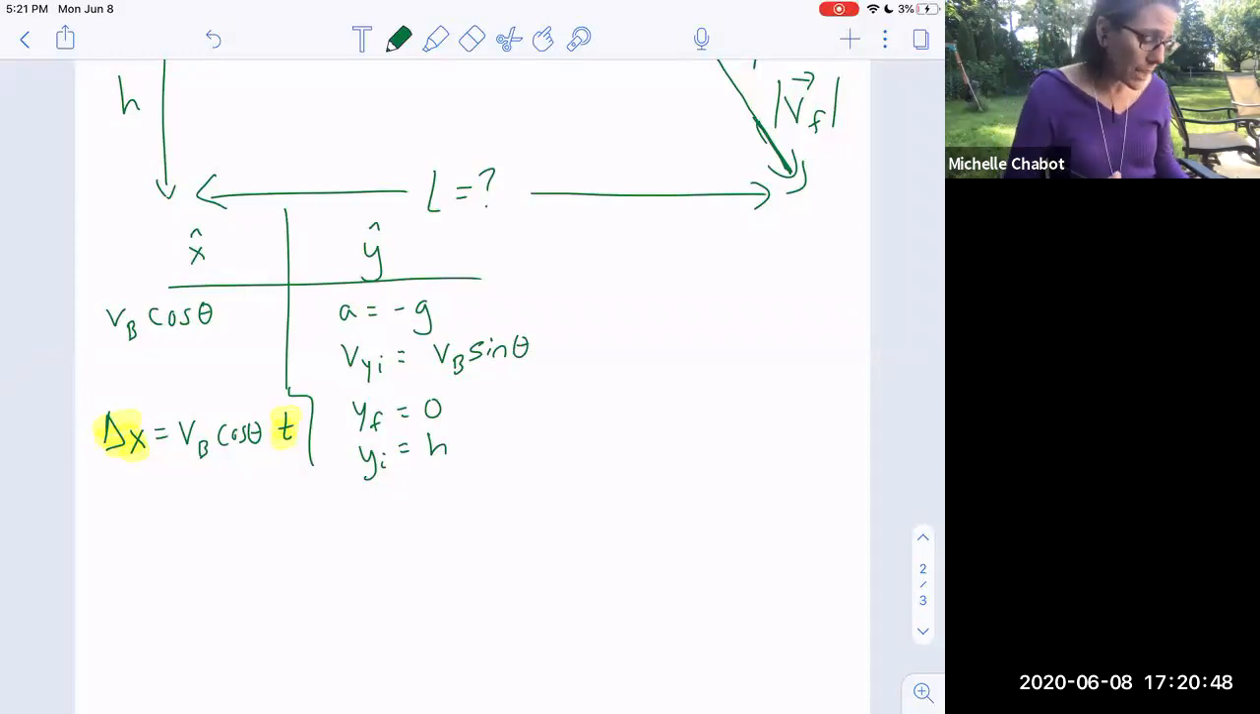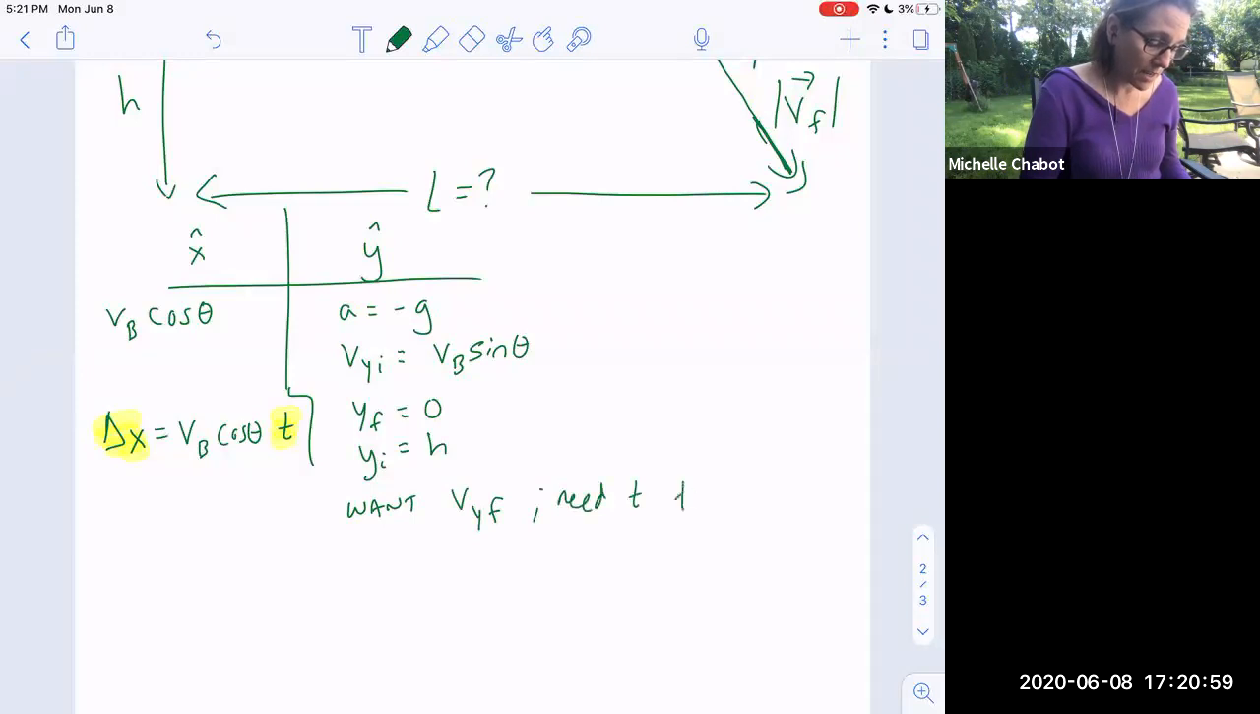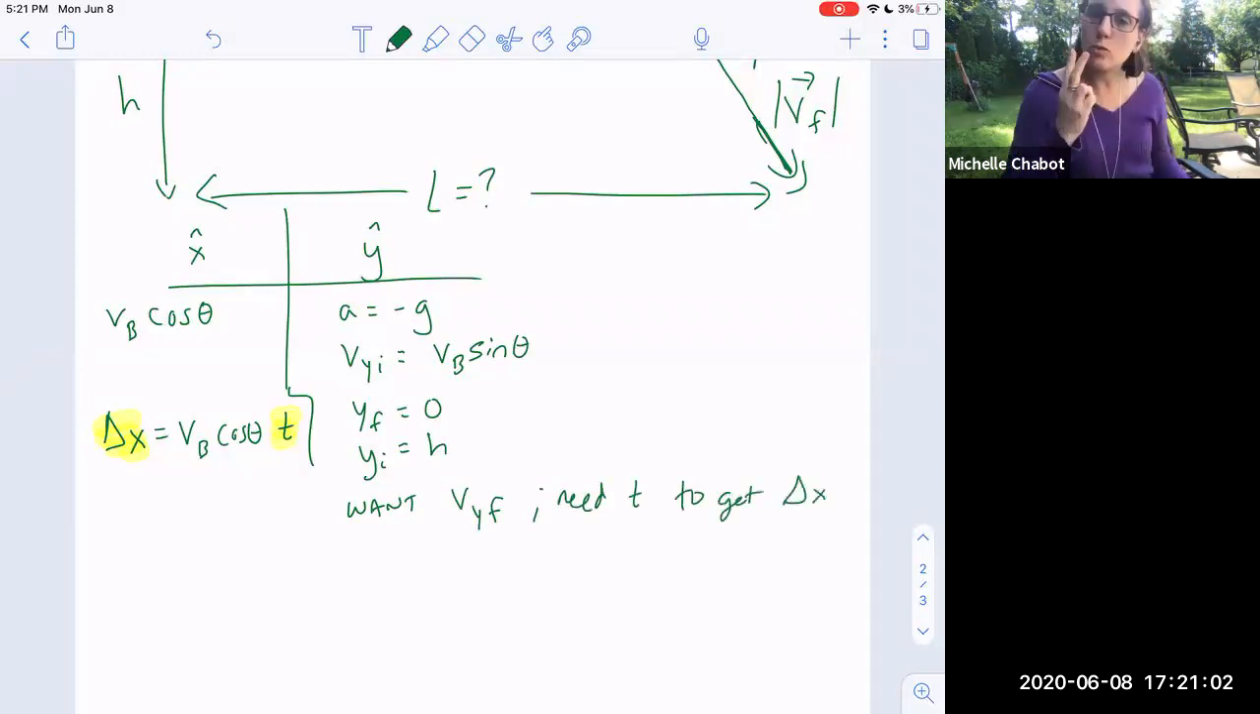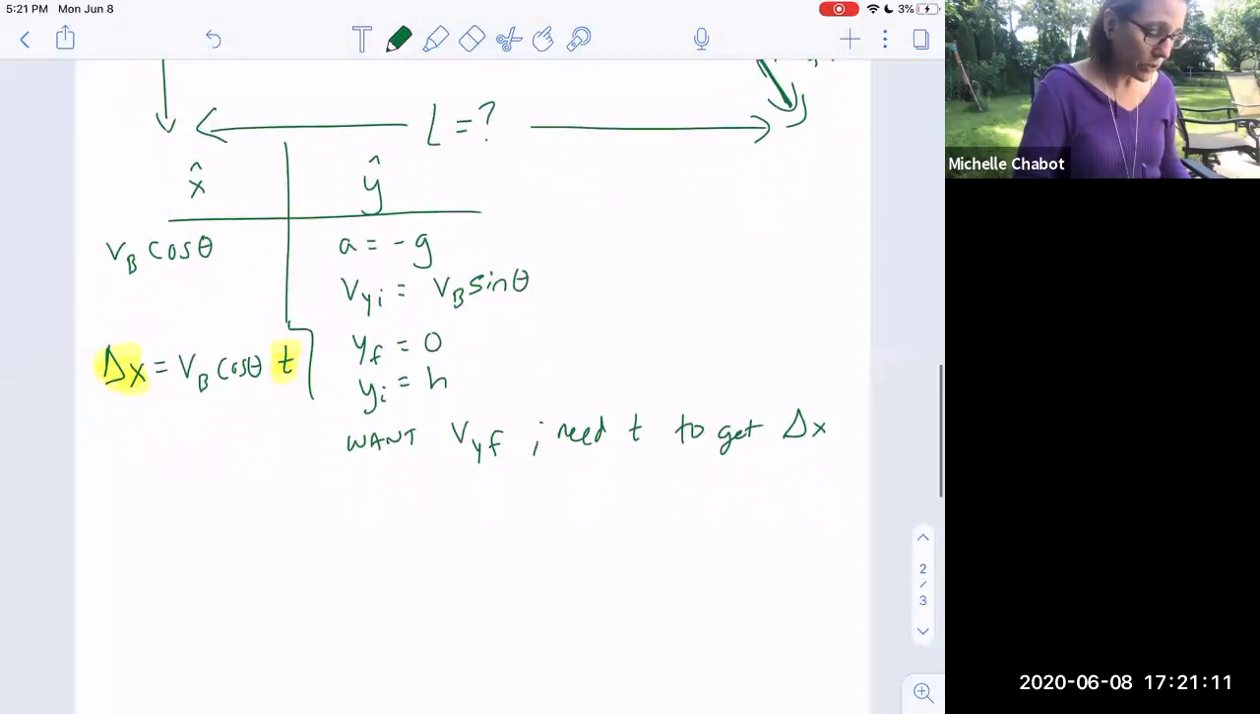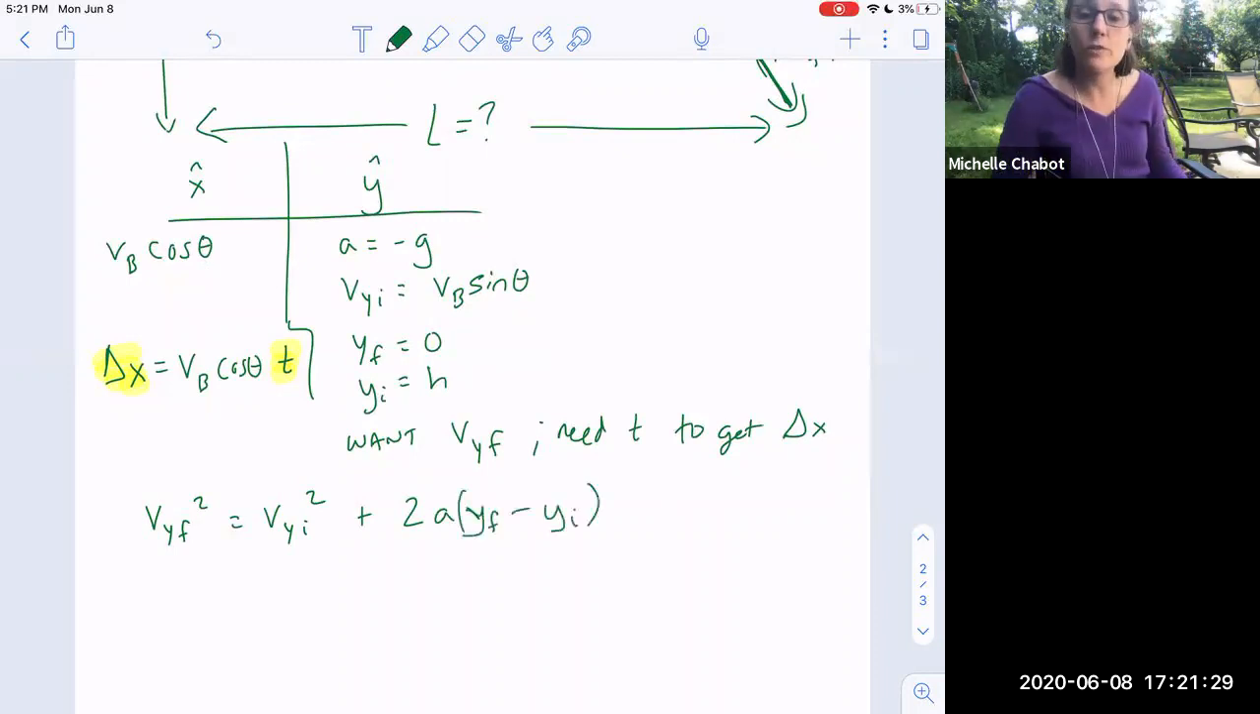I might do that to start. The other thing is that I realize that I also want to find Vy final. So I want Vy final, and I need time to get delta x. So I have two goals in y, and I can do whichever one I'd like. I'm going to solve for Vy final first because it'll allow me to avoid the quadratic. So Vy final squared is going to be equal to Vy initial squared plus 2a delta y, so y final minus y initial.